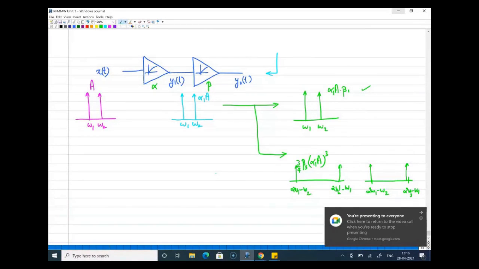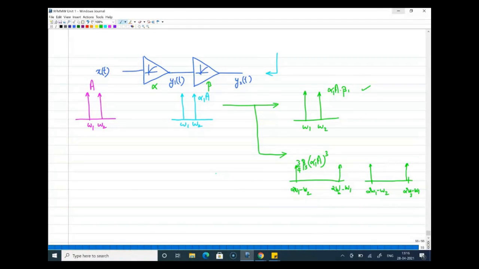Yes, all right. So the first term is 3 by 4 beta 3 into alpha 1 a the whole cube, and one more term will come here. Before drawing that, we should also see the term which is causing that product. That is actually coming from the first stage output. So let me draw that first here.